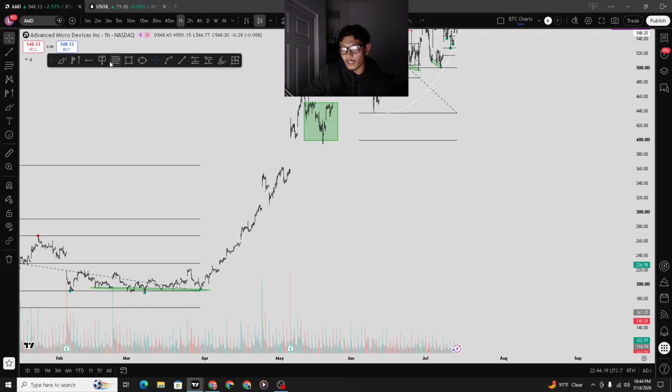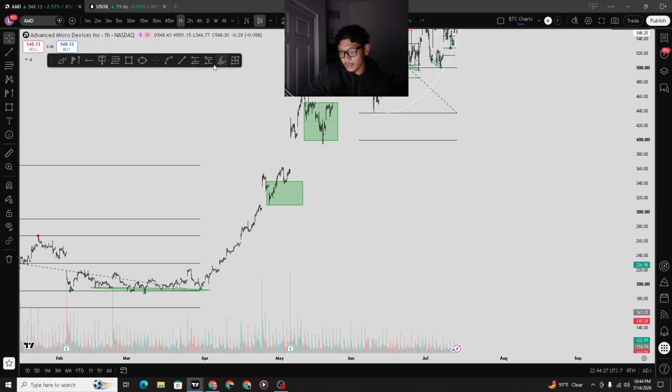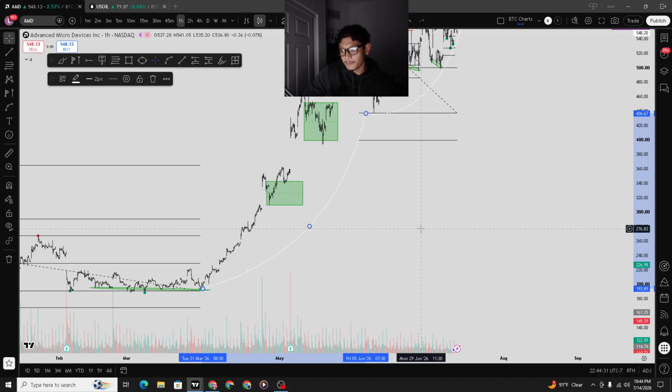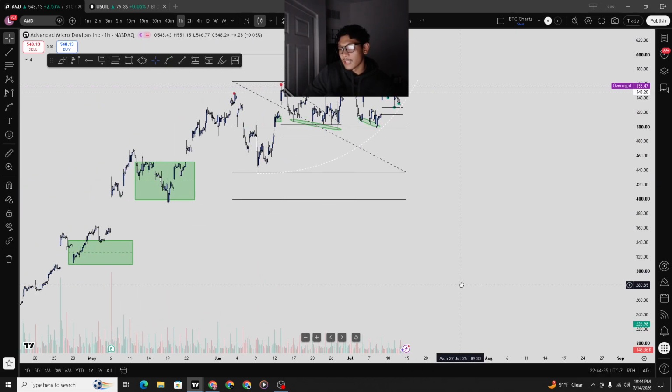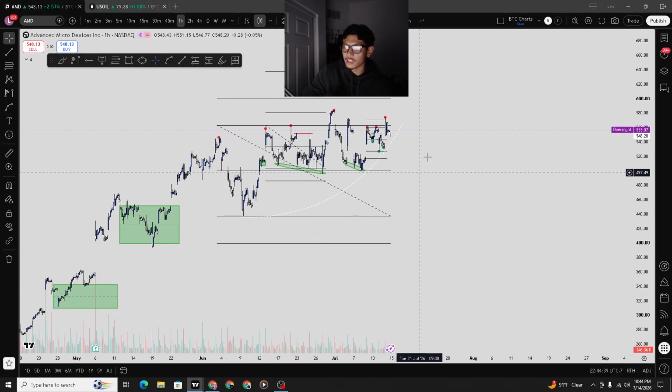Besides this demand right here, but other than that, all liquidity as well. Now, lastly, or actually, there's two more things. One being that just in general, this schematic is in the $500 range.